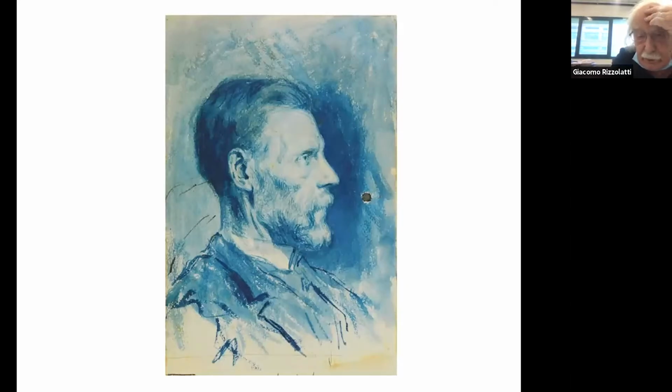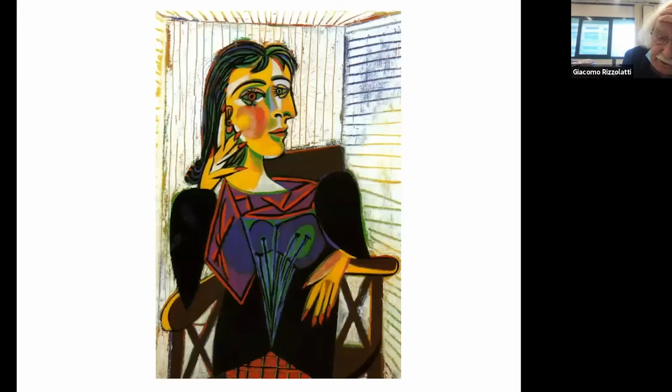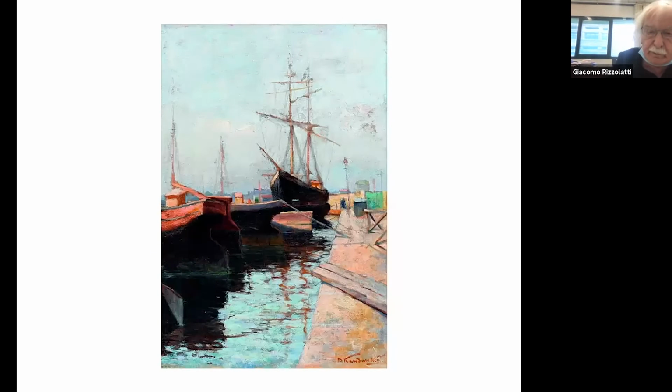I don't know if you recognize who is the author of this painting. It's in Barcelona, and that is the father of Pablo Picasso. So I think before becoming a revolutionary painter, he started to be a very great traditional painter. Here is another Picasso, 40 years later. It's beautiful, it's completely changed, but he started in the way I mentioned before.